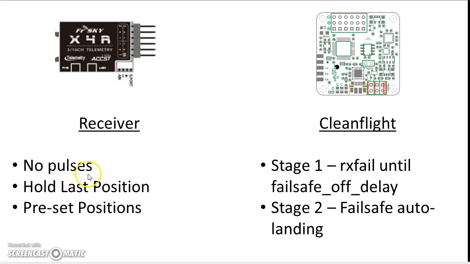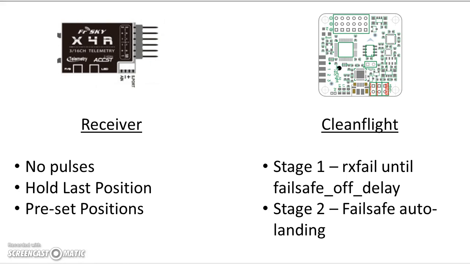But no pulses, the idea is that when the receiver loses link, it just shuts down and CleanFlight takes over with its own internal failsafe. So the idea here is that instead of having to set failsafe in your receiver and failsafe in your flight controller, forget that. Take the receiver out of the picture. When the receiver loses radio link, the receiver basically just bows out and CleanFlight takes over with its own form of failsafe. Okay, so how does CleanFlight's failsafe work?